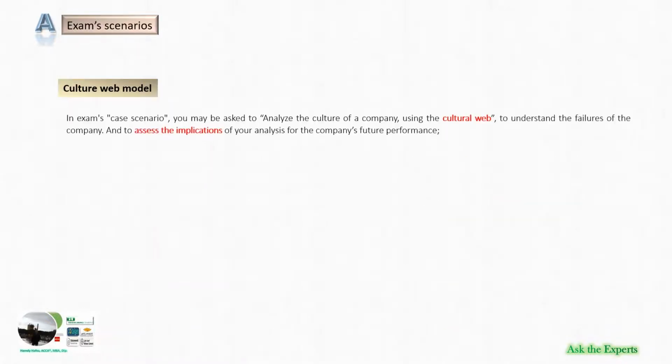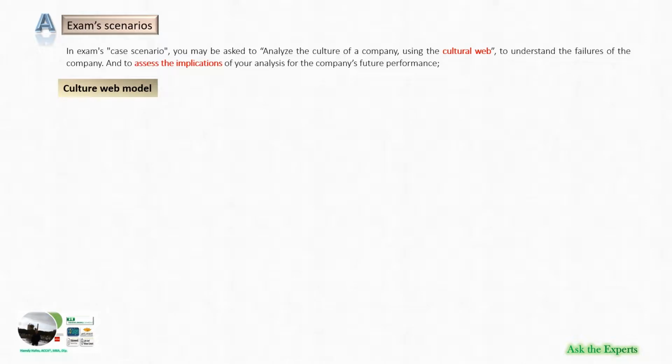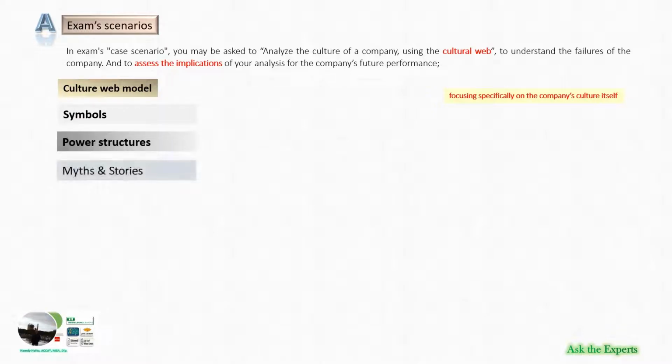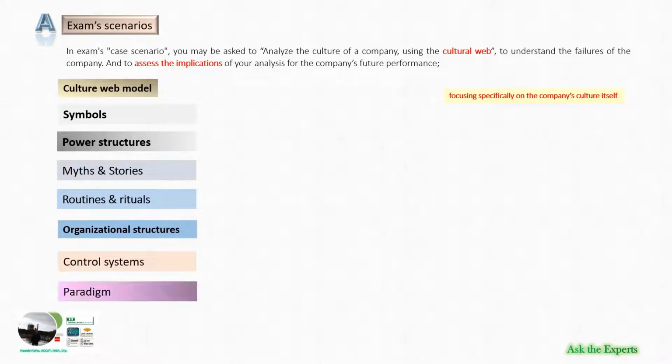Another topic on the exam scenario could be the culture web model. In an exam case scenario, you may be asked to analyze the culture of a company, using the cultural web, to understand the failures of the company, and to assess the implications of your analysis for the company's future performance. So please try to focus specifically on the company's culture itself. Symbols. Power structures. Myths and stories. Routines and rituals. Organizational structures.